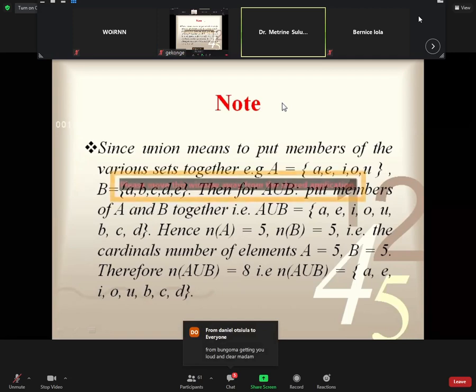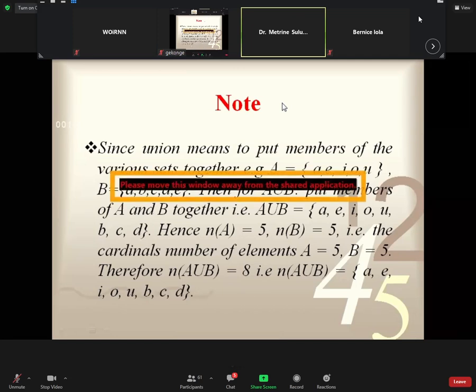And we have also said that you can refer to the number of elements in the set. So for example, set A, how many elements do we have in set A?